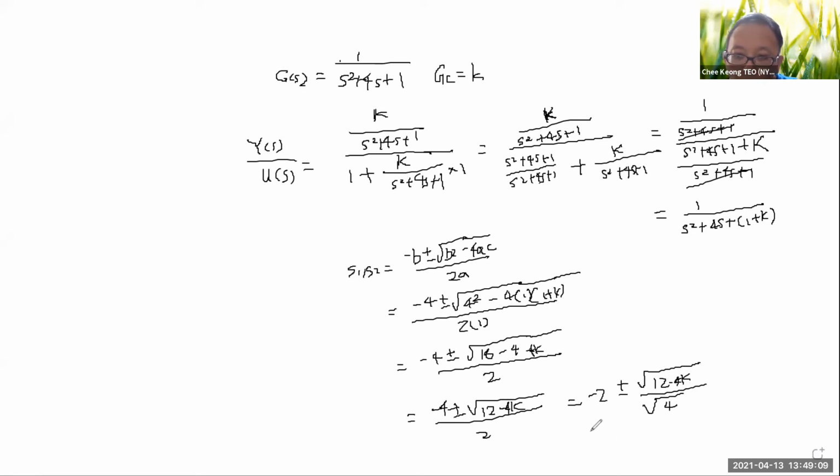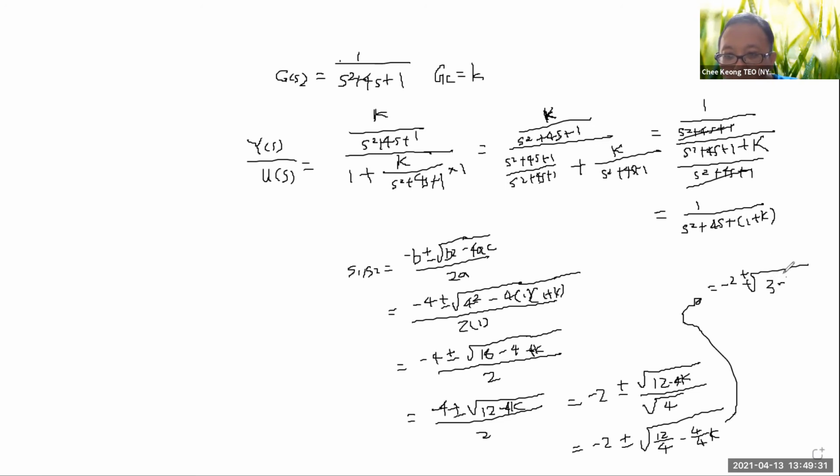Right? So you can rewrite it as minus 2 plus minus the square root of 12 divided by 4, minus 4k over 4. Okay, so we rewrite it over here. We get equals to minus 2 plus minus the square root of 3 minus k. Right? Now, plus minus here.